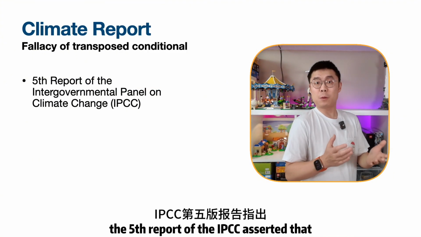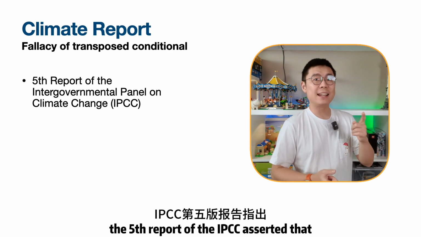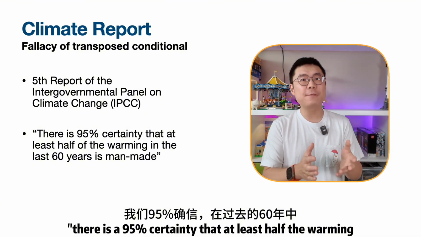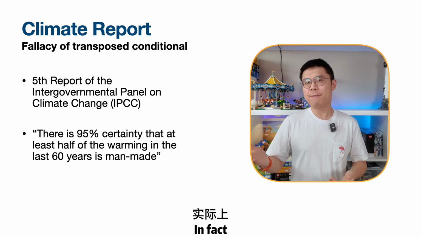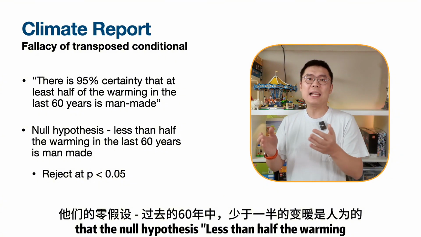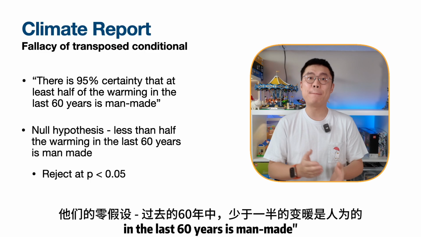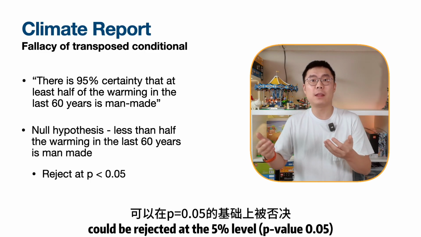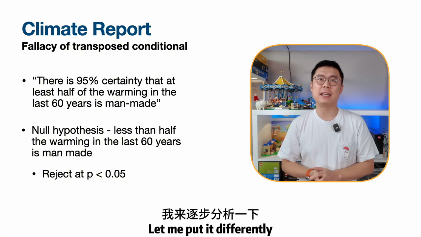For example, the fifth report of the Intergovernmental Panel on Climate Change asserted that there is a 95% certainty that at least half of the warming in the last 60 years is man-made. In fact, what the report actually showed was that the null hypothesis, less than half the warming in the last 60 years is man-made, could be rejected at the 5% level, or p-value of 0.05. Are you confused? Let me put it differently in steps.